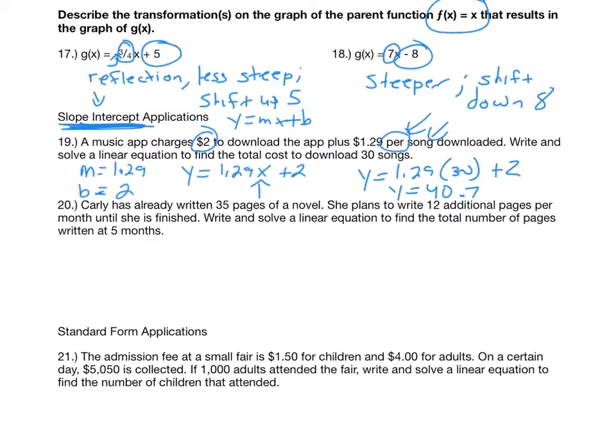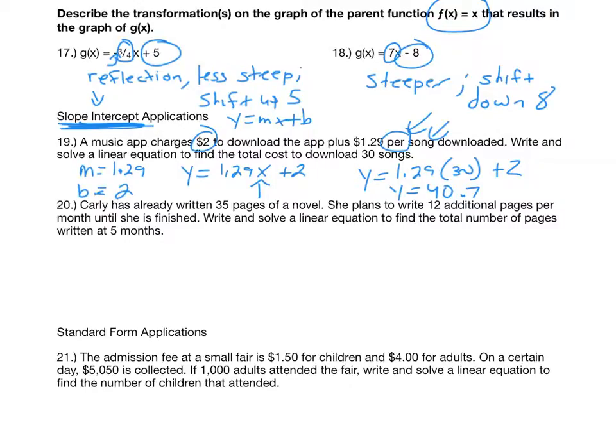Next, Carly has already written 35 pages of a novel. She's already written 35 pages. She plans to write 12 additional pages per month. Before we go any further, let's write our linear equation in slope-intercept form. So remember, it's y equals mx plus b.